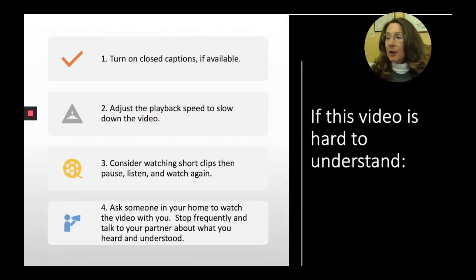If you have any difficulty understanding the video, here are some suggestions to help you. You can use the settings icon at the bottom of the screen to turn on closed captions if that is available to you. You can also use the settings icon to adjust the playback speed to slow down the video. You might consider watching short clips, then pause, rewind, and watch again. You might also consider asking someone in your home to watch the video with you. Stop frequently and talk to your partner about what you heard and understood.